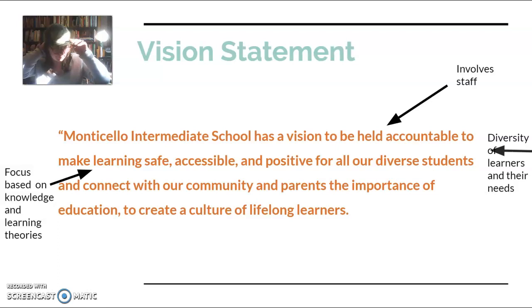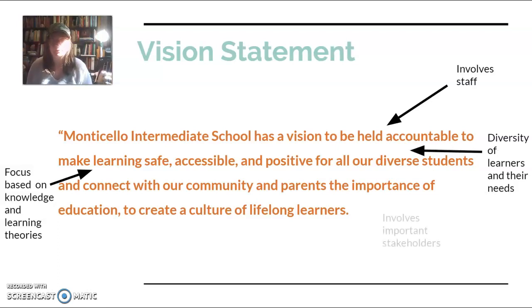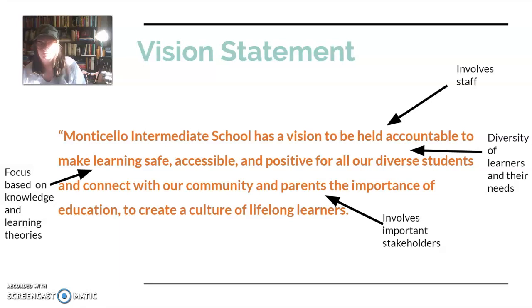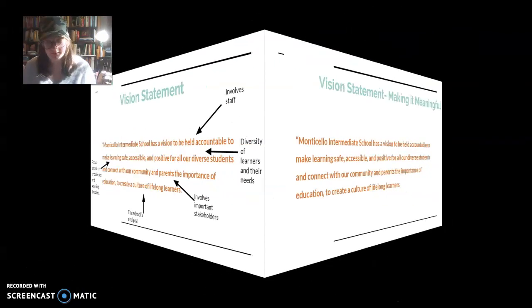Next, we have the diversity of our students and our learners and their needs. We have the important stakeholders, community, and parents. We already have teachers and admin up there. We know this is all about students. We've got everybody involved. And we've got our school's end goal to create a culture of lifelong learners. That's our goal here. It is a little bit vague. It could be more specific, but for this project, I wanted to do one that's a little more blanket statement so it would make sense.